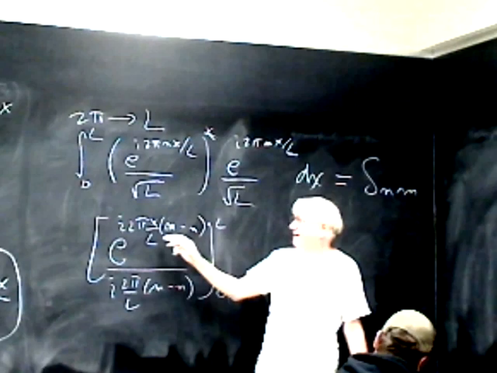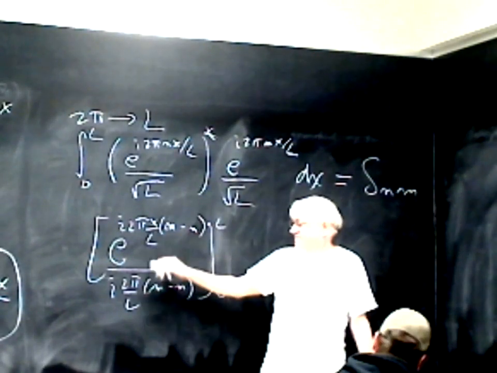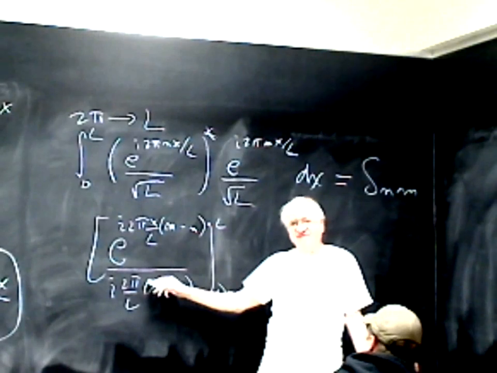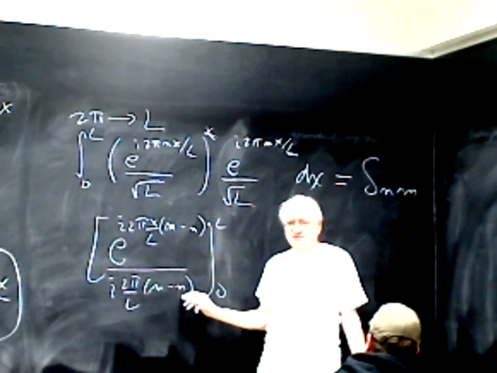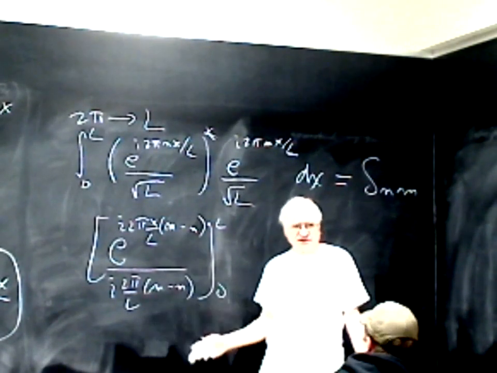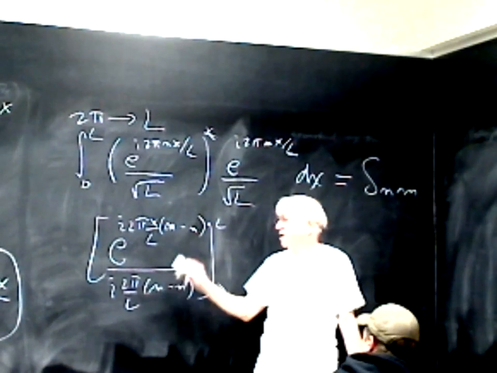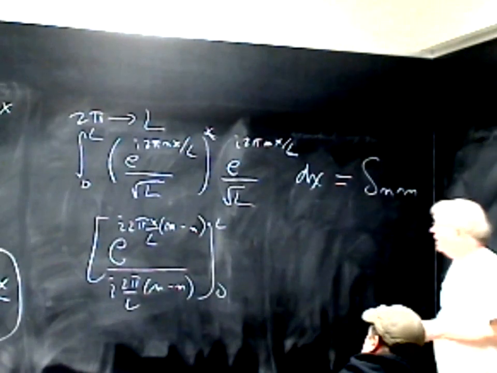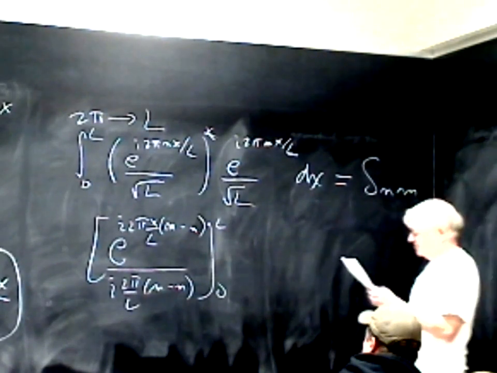And the reason why this formula is correct for n not equal to m and not for n equal to m is obviously that when m is equal to n, this formula is infinite. So this formula is true only when m is not equal to n. All right, so that's our orthonormality relation.